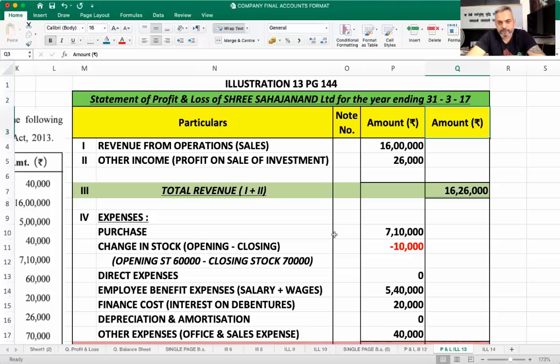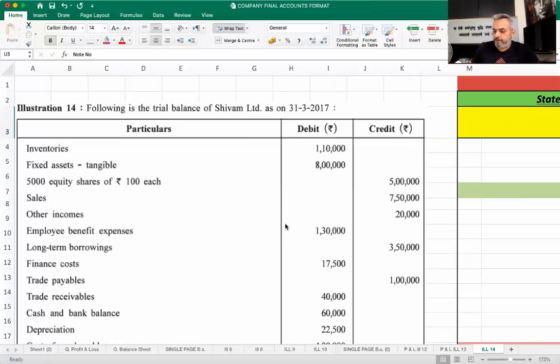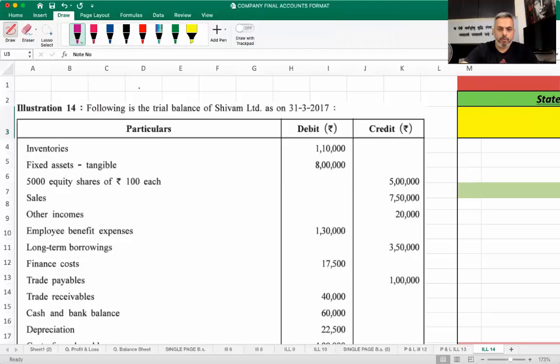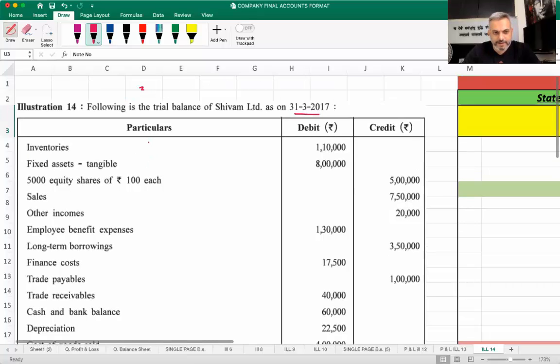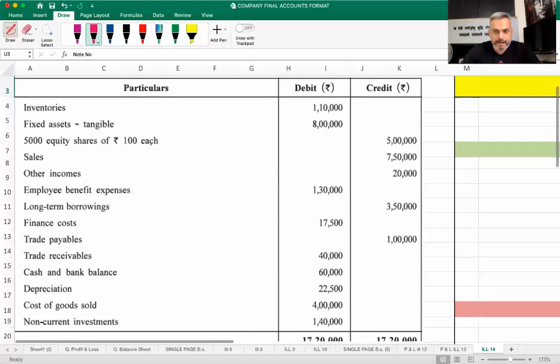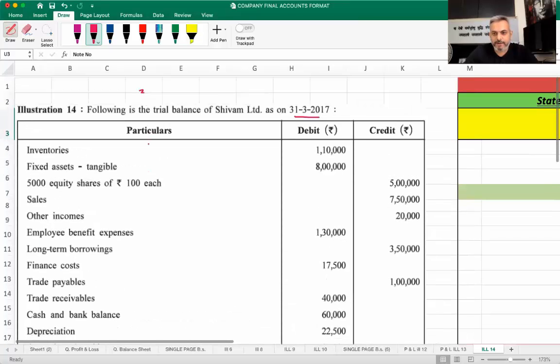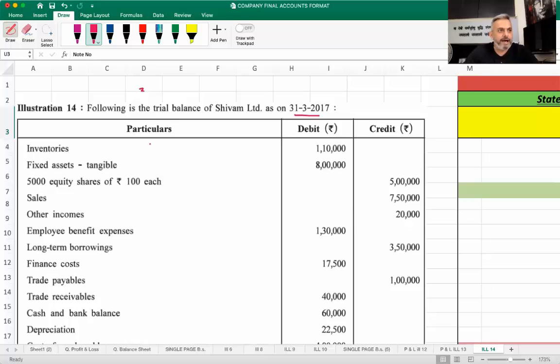Now, very important, illustration 14 is what we'll be doing. Please make the format. So illustration 14 is a very important sum. Okay. Now, over here, following is the trial balance. So trial balance is given to us of Shivam Limited as on 31/3/2017. Now, you can see various assets, expense, and other balances are given to us, liabilities and equity and everything over here. And from this, we have to prepare a statement of profit and loss and also balance sheet.